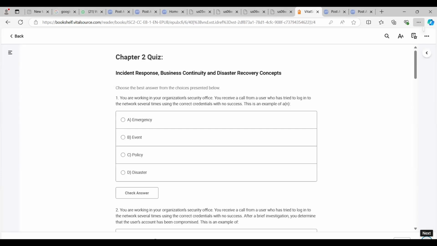You are working in your organization's security office. You receive a call from a user who has tried to log in to the network several times using the correct credentials with no success. This is an example of what? Oh yeah, we've seen one answer, B.